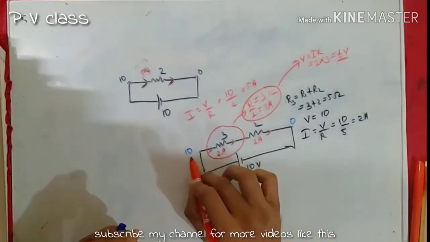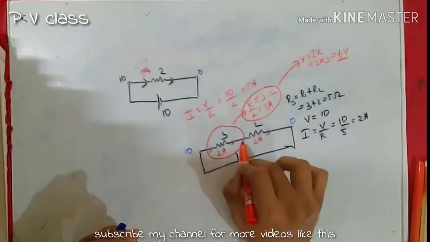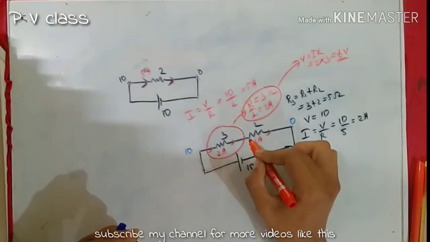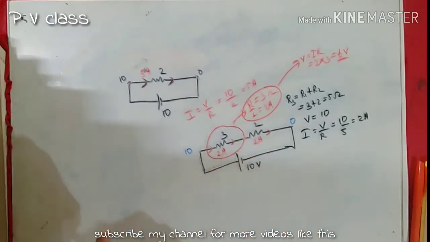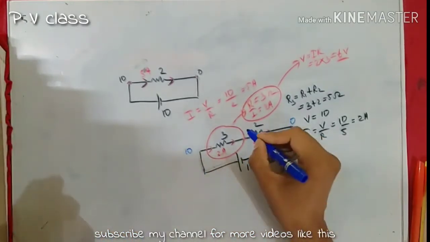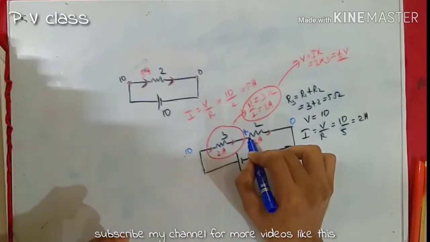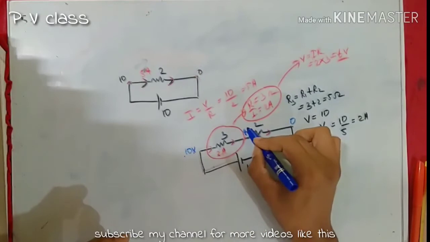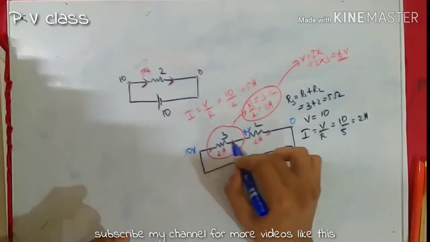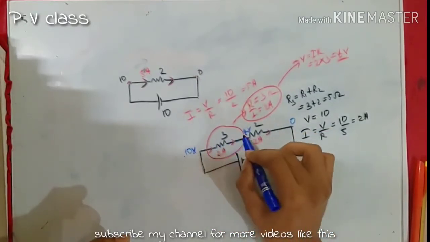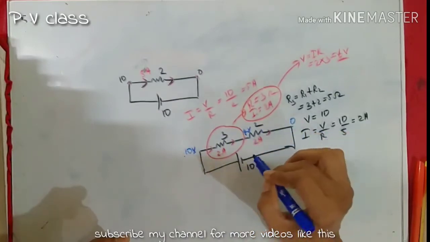That means, if this is 10, in order to create a potential difference of 6, the potential over here should be 4. Therefore, between these two terminals, this is 10 volt and this is 4 volt, so the potential difference will be 10 minus 4, that is equal to 6 volt.